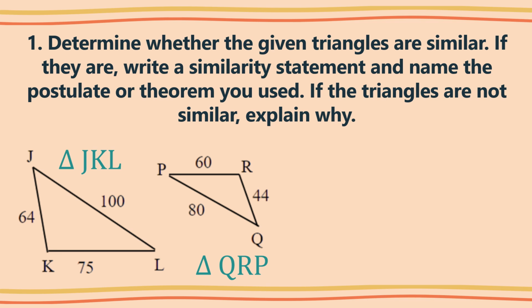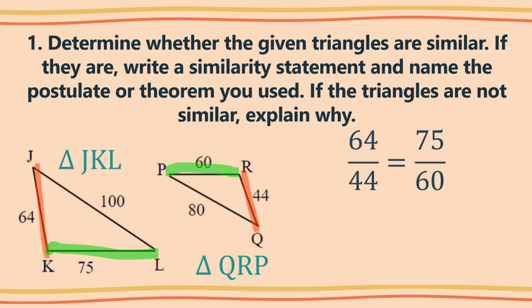All right, now I'm checking to see if the sides are proportional. To do that, I'm doing smallest side over smallest side, and then middle side over middle side. All right, so I'm going to set up that proportion. 64 over 44 equals 75 over 60. So again, triangle on the left always goes in the numerator, triangle on the right always goes in the denominator.